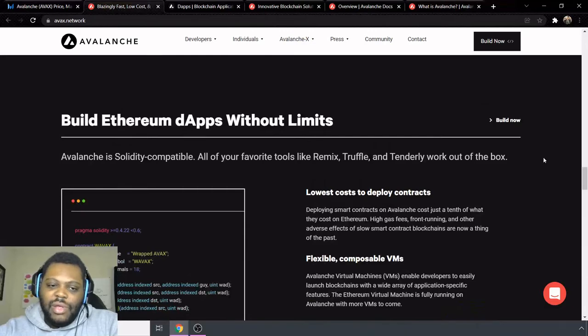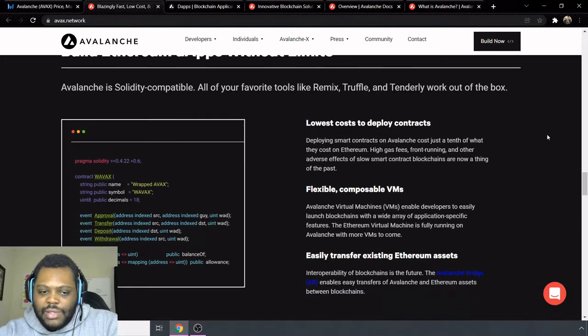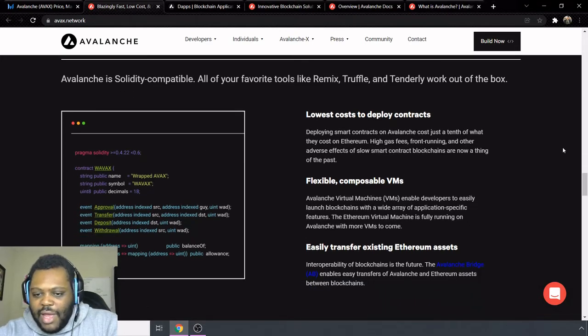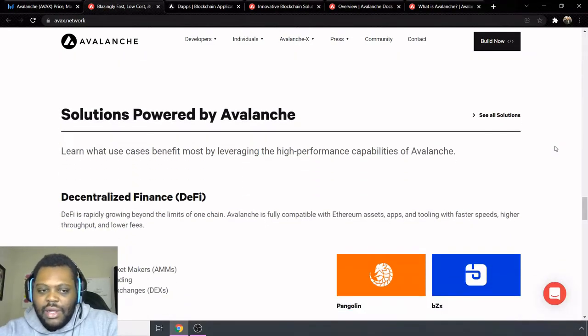On here it talks about building Ethereum dApps without limits. Avalanche is Solidity compliant, or compatible. All your favorite tools like Remix, Truffle, and Tenderly work out of the box. So if you want to go and build some dApps, they basically have the features that you can do so, which I think is great for them moving forward.